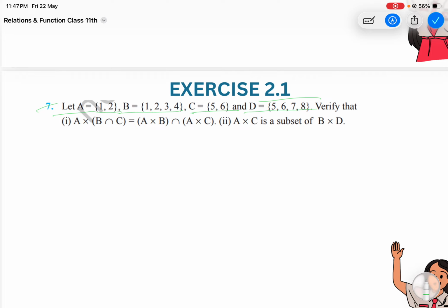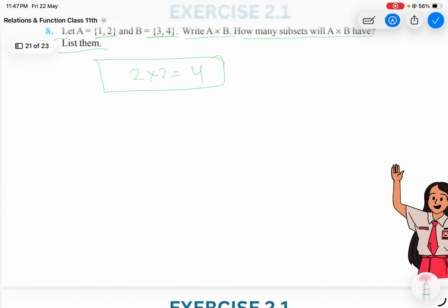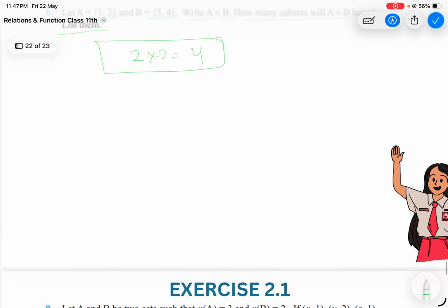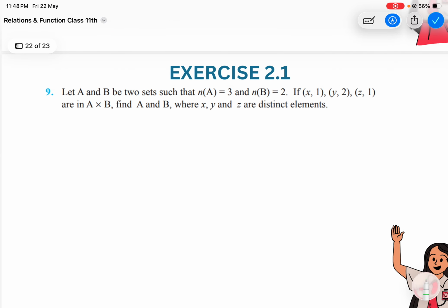Let A this, B this, C this and D this. Verify that A into... so in the example we have already covered this. Let A be {1, 2} and B be {3, 4}. Write A into B. How many subsets will A into B have? List them. So I will just tell you, A has 2 elements and B has 2 elements, so it will be 2 into 2, 4 ordered pairs, right? You have to list them later on your own, all the possible outcomes, write it and comment below, so I can also check whether you are understanding that topic nicely or not.